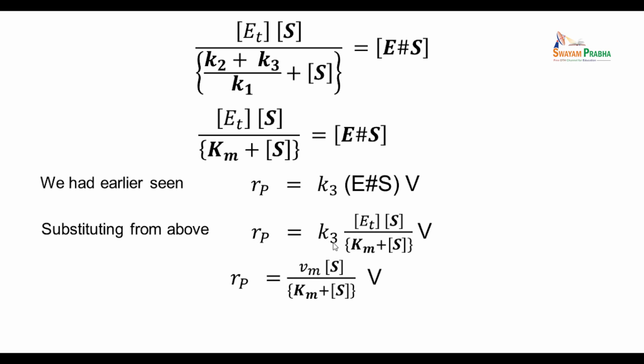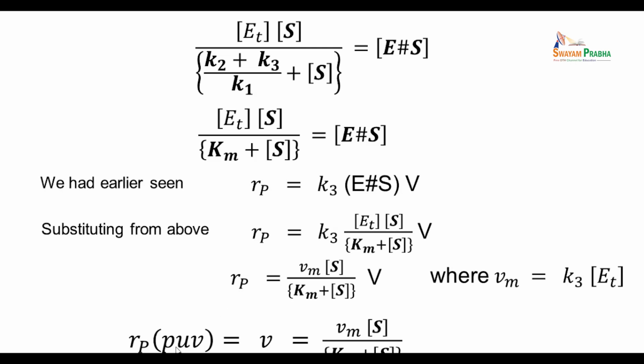And if I say K3 into ET, K3 into the total enzyme concentration, if I call that as Vm, Rp becomes Vms by Km plus S into V. Note that Rp is on a mass basis. Rp on a per unit volume basis, on a concentration basis, let us call that as V to be consistent with the terminology that you would be familiar with. So V equals Vms by Km plus S. Does this appear familiar? Of course it does. This is the well-known Michaelis-Menten equation.